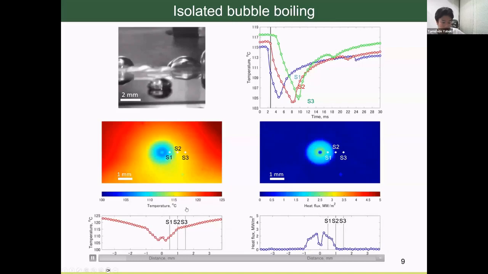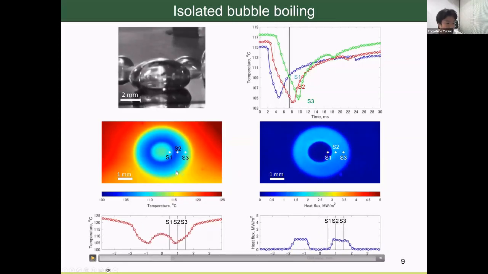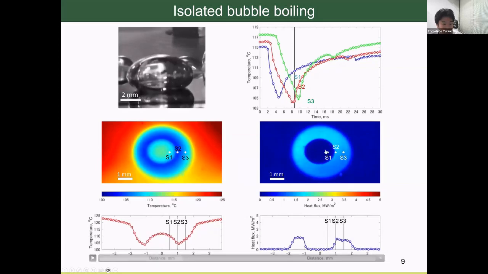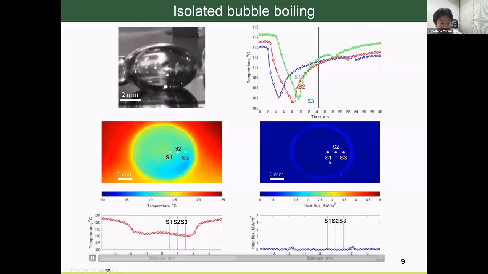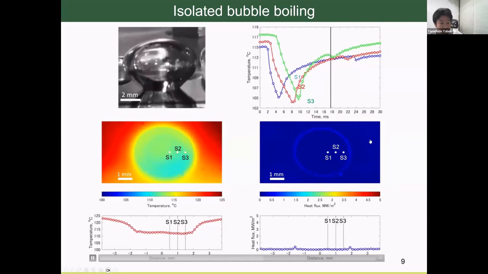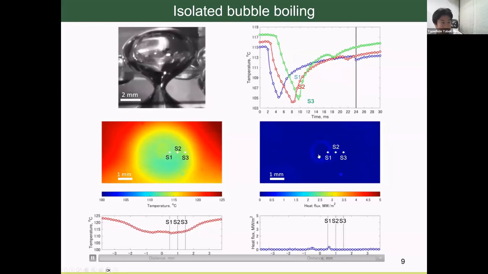This is the result for the isolated bubble boiling. So here, this low temperature region and high heat flux region under this bubble corresponds to the microlayer region. And inside that, we have a dry patch showing very low heat flux. And this expands due to the evaporation of microlayer. And around the bubble, we have the convection region, and then this bubble detached from the wall.